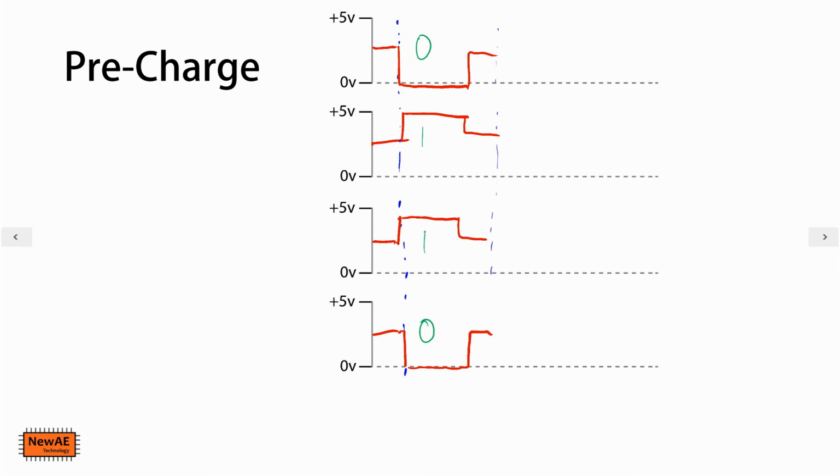So again, we have this dotted blue line here. And once again, we'll go to 0, 1, 1, 1. Once again, it goes to the final state and then back to pre-charge. Final state, back to pre-charge. It just does this on every clock cycle.